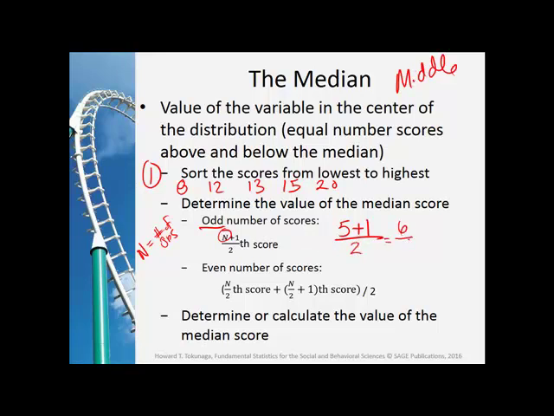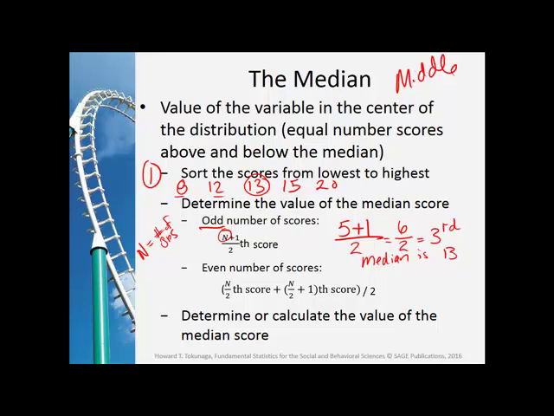Five plus 1 is 6. 6 divided by 2 is 3. So the third observation is the median. So going back to our data set, 1, 2, 3. So the median value is 13. So that's if it's odd.